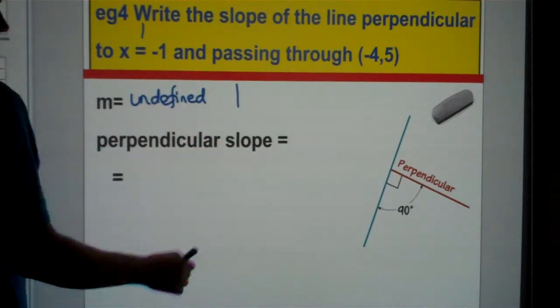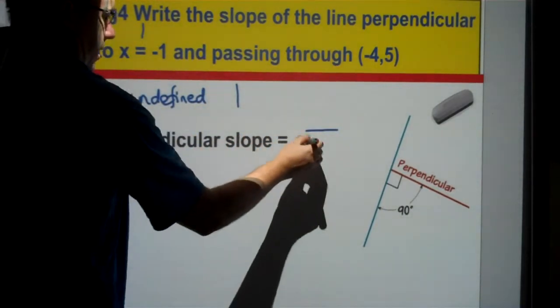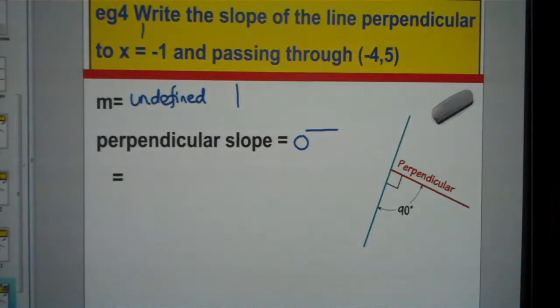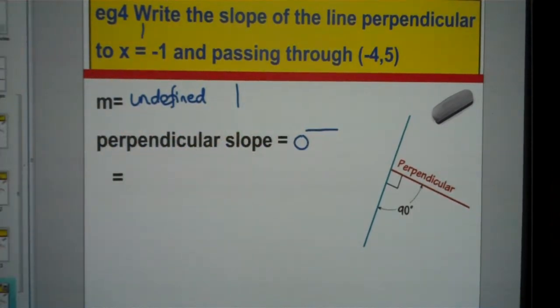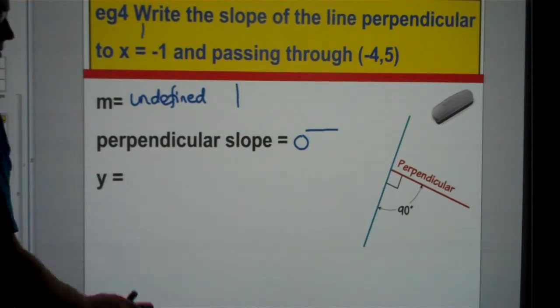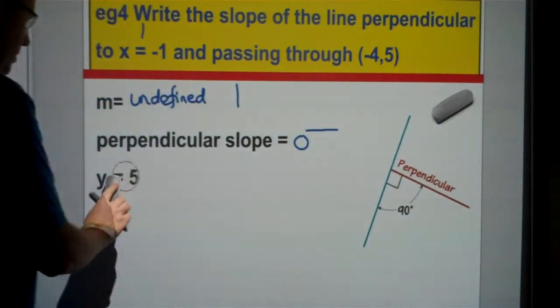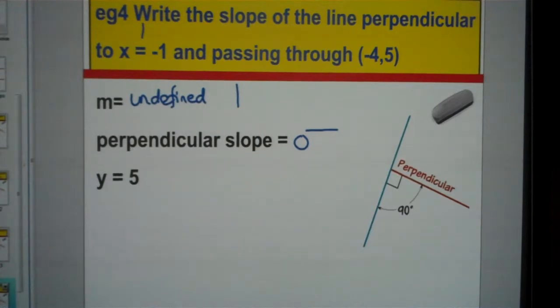And perpendicular to a vertical line is a horizontal line, which is a slope of 0. And for this one, anything that has a slope of 0 is an equation y equals a number. So I can write y equals, and then I can just copy down a number, y equals 5.